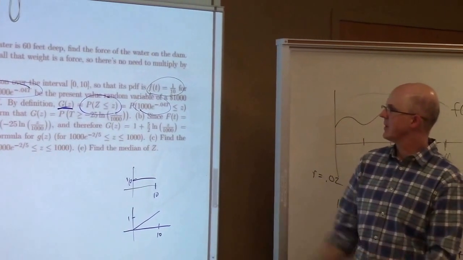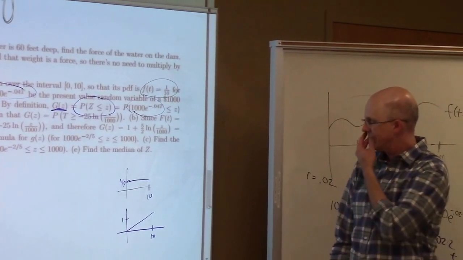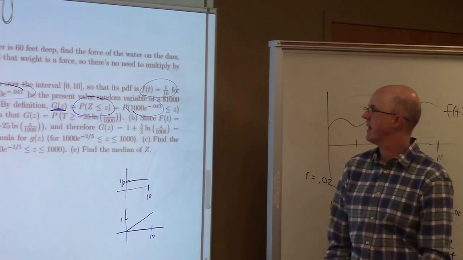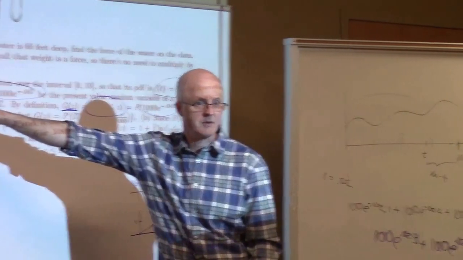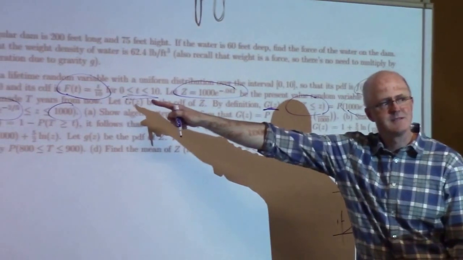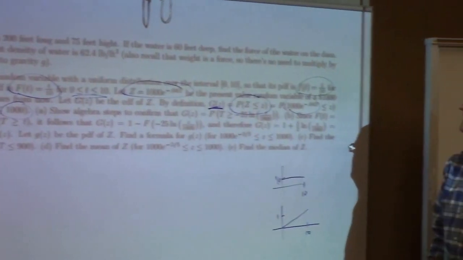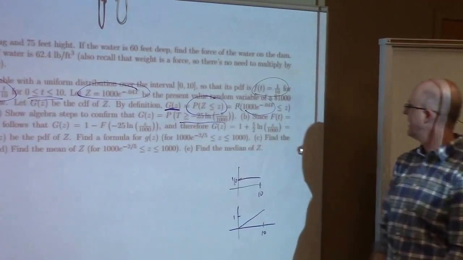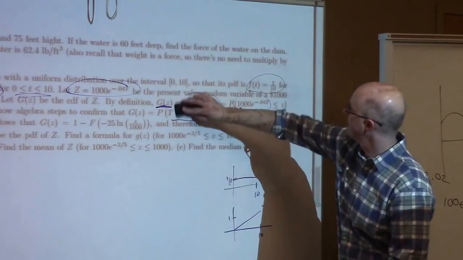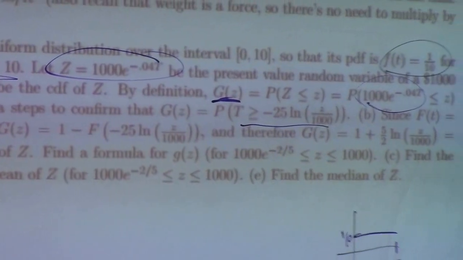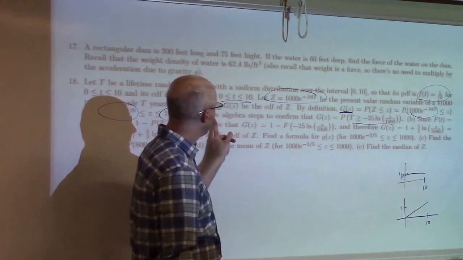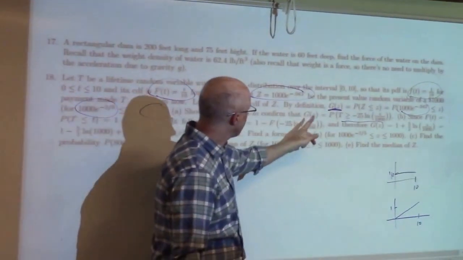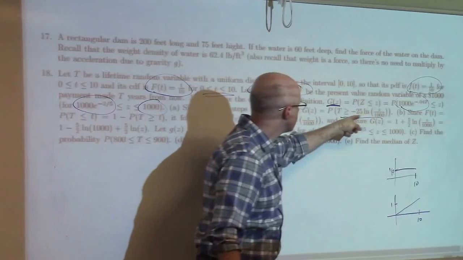And your initial goal here is to do some algebra to try to rewrite this probability in a way that allows you to use capital F, the formula for the CDF of capital T. We want to use that somehow. By doing the algebra, you can get it to here. And in part A of this made-up problem, I've never asked an exam question like this before, so I just made this up this morning. I say show algebra steps that confirm that you can get from here to here.